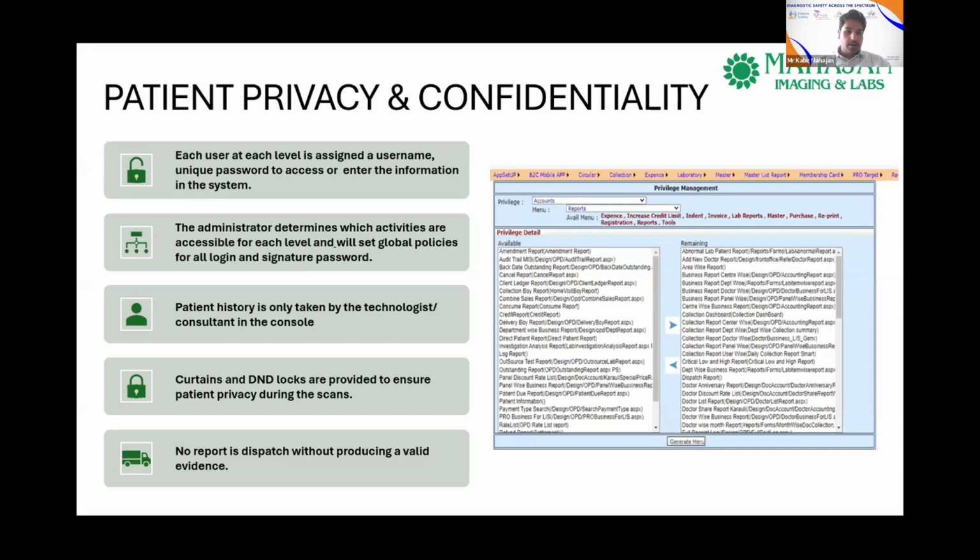Then again, patient history is only taken by the technologist or the radiologist in the console, so that no information is leaked out. Then we have physical infrastructure such as curtains and locks to ensure that patient privacy is maintained even during the scan. Very relevant for female patients undergoing a mammography scan or an MRI of the breast. It's very important during that time.